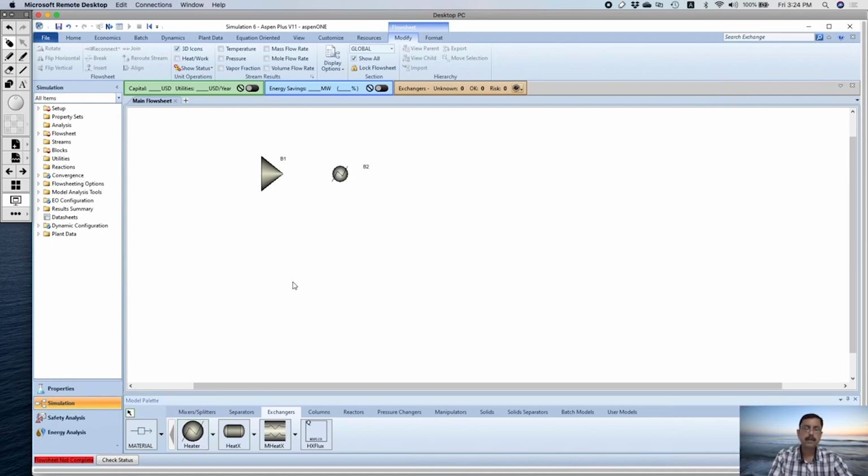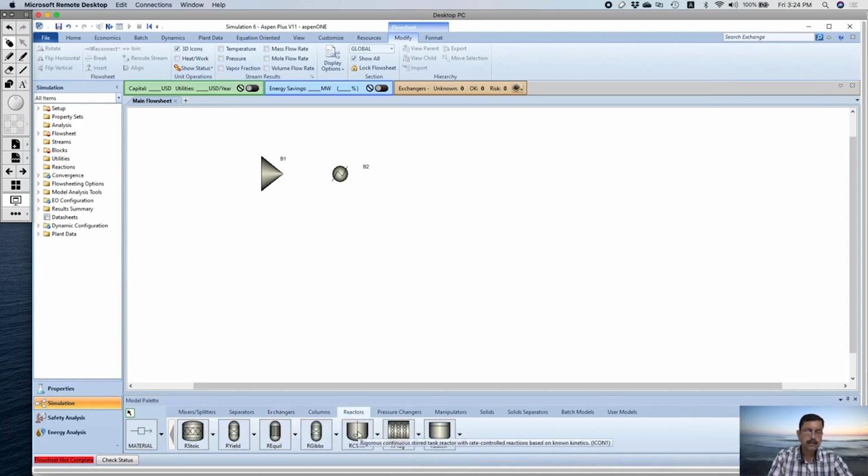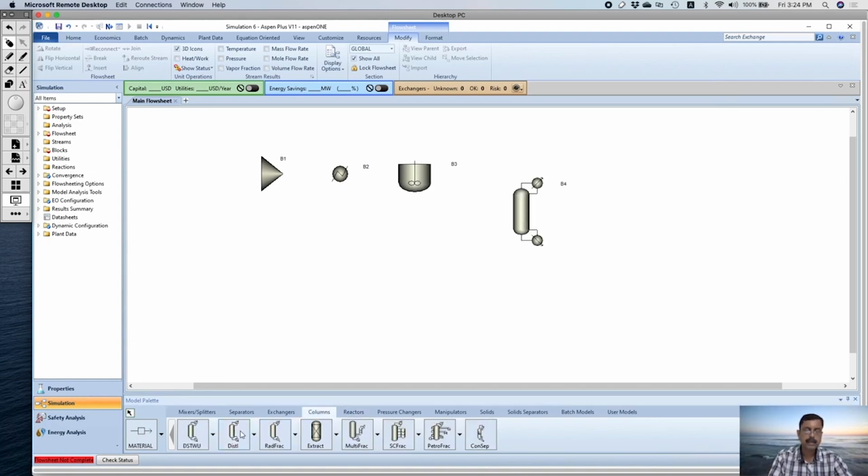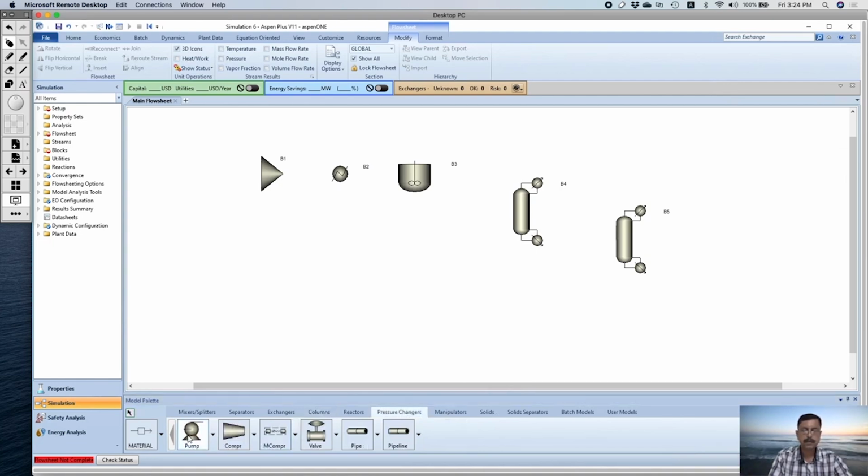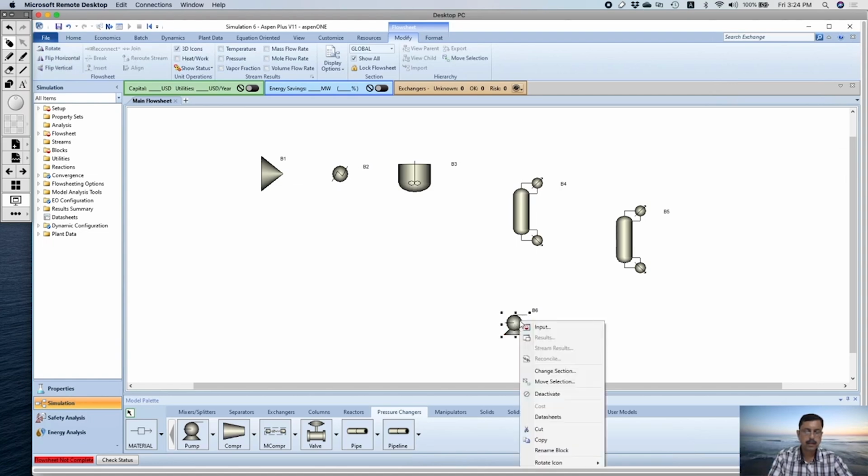If you want a reactor, just go there and CSTR, bring it here. Similarly, bring the columns, distillation column, another distillation column, and lastly we need a pump. So bring the pump over there, and there, these are the 6 units you need, and now you have to connect the material stream.